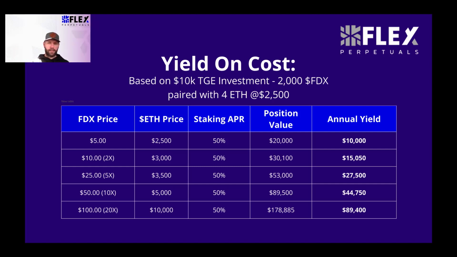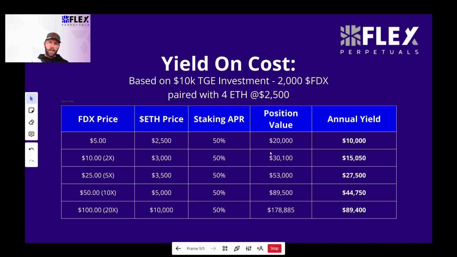So bearing all of that in mind, this annual yield here is what you could expect if these three columns are true. So if FDX is $5, ETH is 2,500, and the APR is 50%, you'd be looking at an annual yield of $10,000. Okay, that's essentially at launch price.